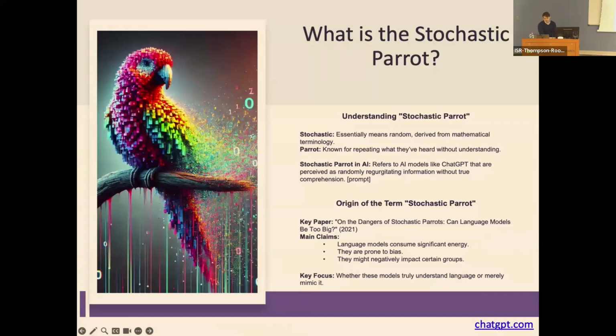So, getting started. If you've heard the phrase stochastic parrot, what that refers to is a paper that was written in 2021 on the dangers of stochastic parrots. Can language models be too big? And some of these claims are there's possible biases, the models consume significant energy, they might negatively impact certain groups due to the biases, and the key focus was around whether the models truly understood language or merely just mimic it.